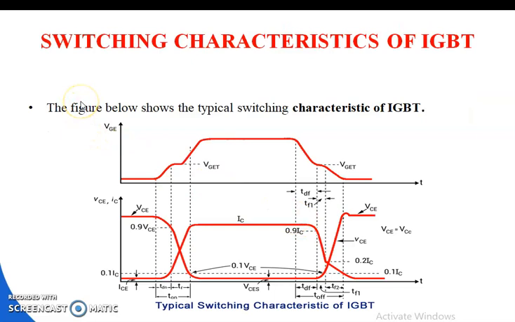This one shows the switching characteristics of the IGBT. The figure below shows the typical switching characteristics of the IGBT. There are two diagrams drawn here. The first diagram is drawn between VGE, the gate to emitter voltage, with respect to time t. Here we are increasing the gate voltage with corresponding time, say T1, T2, T3. In this way, we are increasing the gate to emitter voltage over time.